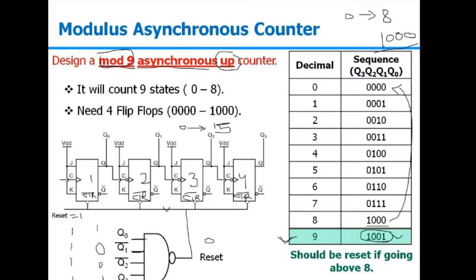So 1 0 0 means what? Q0 is 1, Q1 bar will be 1 because this is Q1. This is my Q2, so Q2 bar will be 1 and Q3 is 1. So this is a unique combination. Whenever this combination comes, it will go into the reset condition. So rather than giving you output as 1001, it will give you output 0000. This is how we are designing the modulus of any given counter.